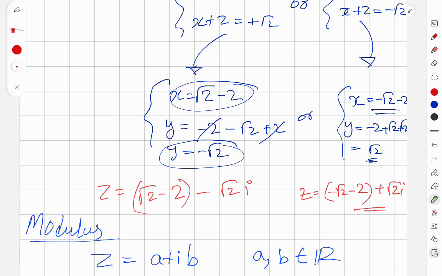So z equals this one, and the other equation is this one. So I just substitute the value of x and y over there. Okay, one more thing here.